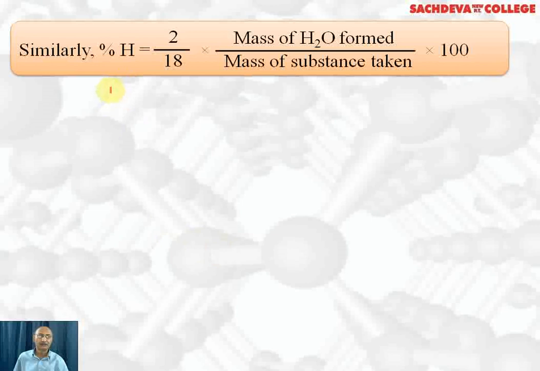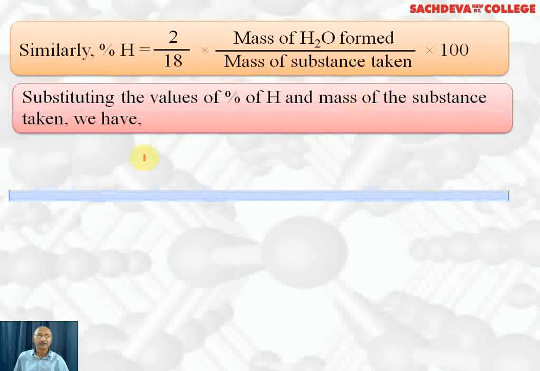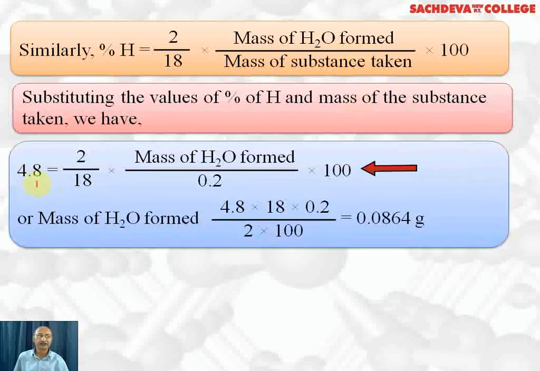Mass of water produced is found by the formula: percentage of hydrogen is equal to 2 by 18, where 2 is the mass of hydrogen in water and 18 is the molar mass of water, into mass of water formed divided by mass of organic compound taken into 100. Substituting the values, percentage of hydrogen given is 4.8 equal to 2 by 18 into mass of water formed divided by 0.2, the mass of organic compound, into 100. On calculation, we get 0.0864 gram. This is the mass of water formed.